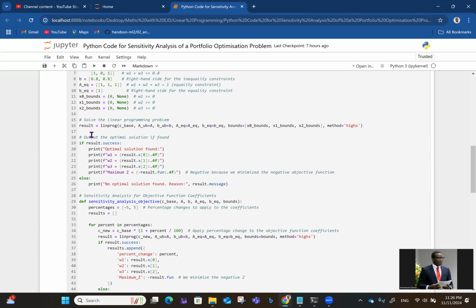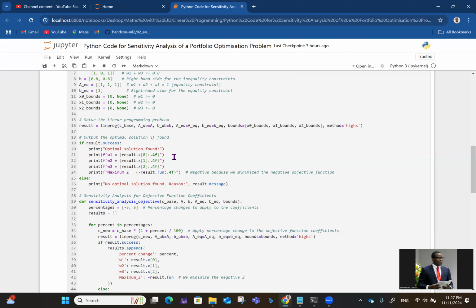To solve this now, you have result equals linprog, c, talking about the c side, you have the A, you have the b, you have the equality constraint A_eq, you have b_eq also. That's the right-hand side of the equality constraint. You have the bounds, and we are using highs to solve this. After solving with highs, I'll come back later and also do simplex. It will definitely give us the same results.